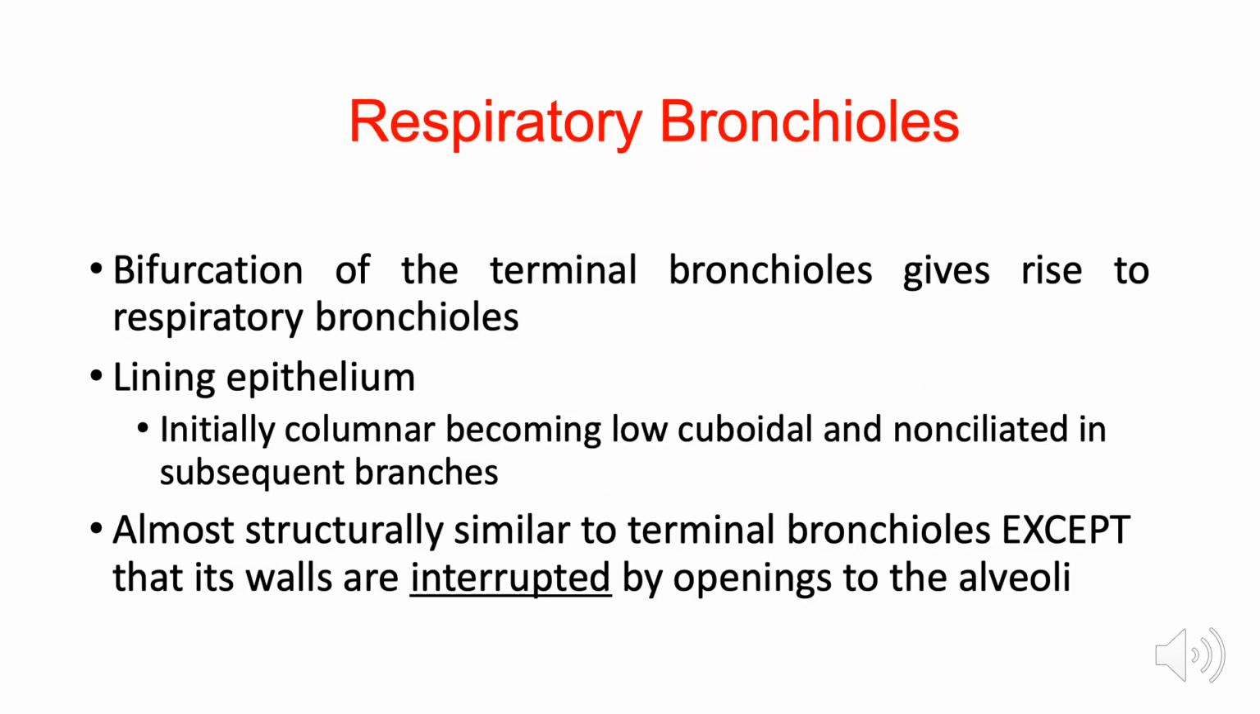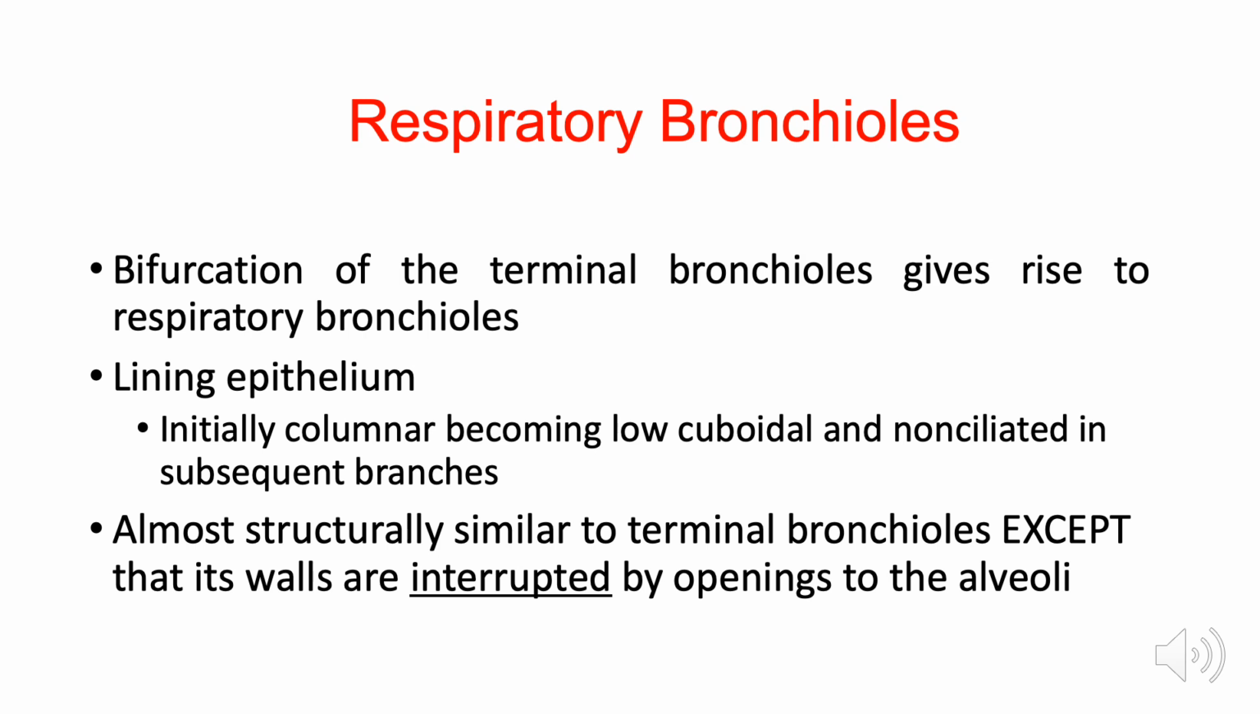Respiratory bronchioles are formed by the bifurcation of the terminal bronchioles. If the terminal bronchioles are lined by simple ciliated columnar cells with interspersed club-shaped Clara cells, the respiratory bronchioles are lined initially by simple ciliated columnar cells, but these cells will decrease in height and become simple cuboidal. So that's why the respiratory bronchioles are lined by simple cuboidal epithelium. And these cells will also lose the cilia on the apical surfaces.